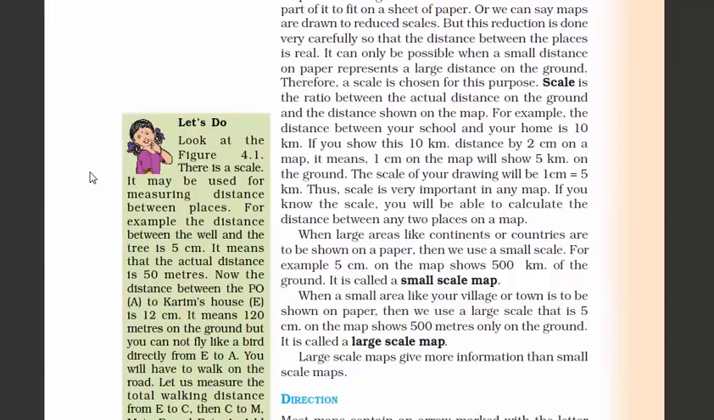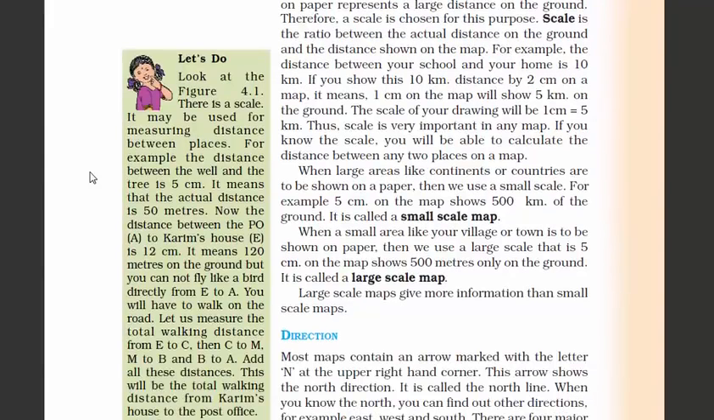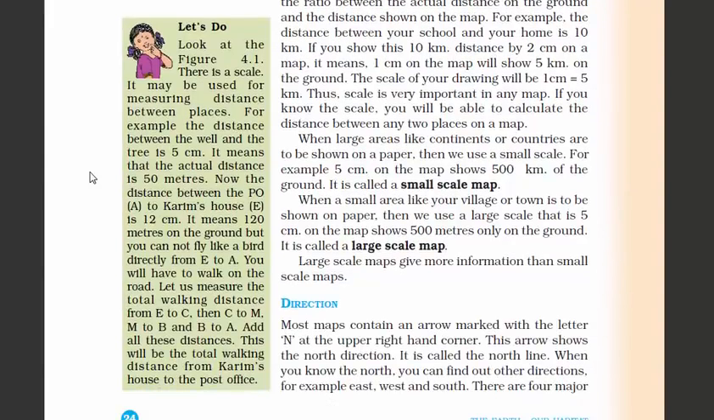What does it mean? It means the first example, in which 5 cm on the map shows 500 km, is a small scale map. Here the map has been shown in a zoomed out position, wherein you're trying to cover much of the map in a small sheet of paper. And hence that 5 cm represents 500 km.